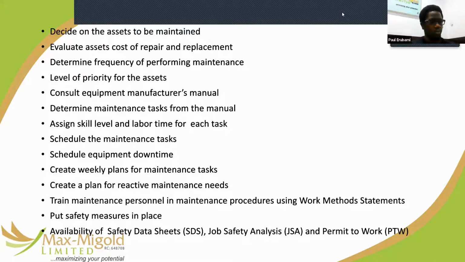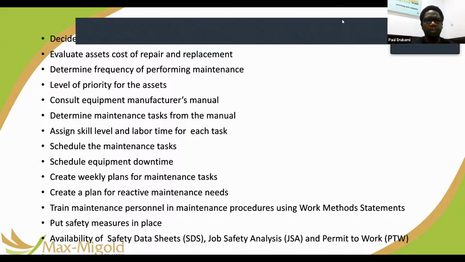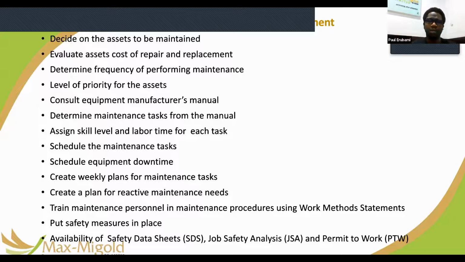So this is just a rundown. We've gone through most of these items: pick out the assets, evaluate asset cost of repair and replacement, frequency of each of those maintenance activities. You put some priority to the assets, and that priority helps you determine which assets are critical for the various strategies that you're going to deploy. Assets that will affect health and safety, for example, you want to use the most consistent routine activities to manage them, and so on and so forth.